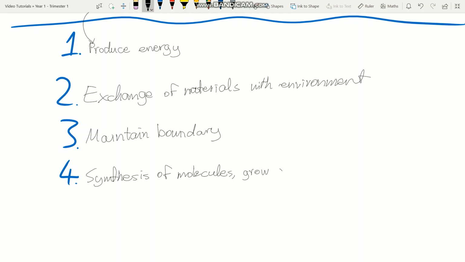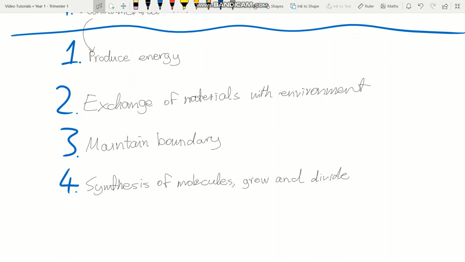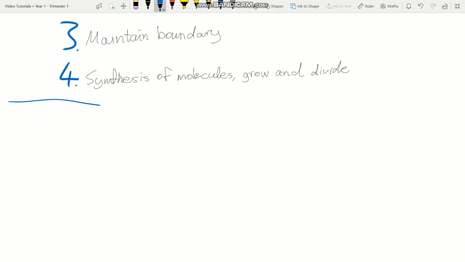Division, on the other hand, is very important, as division allows not only for the growth of the cell itself, but the growth of the organism. Another very important theory that I would like to go through in this video are the 4 central tenets of cell theory.